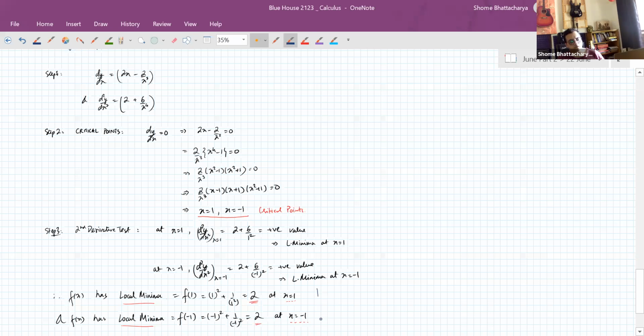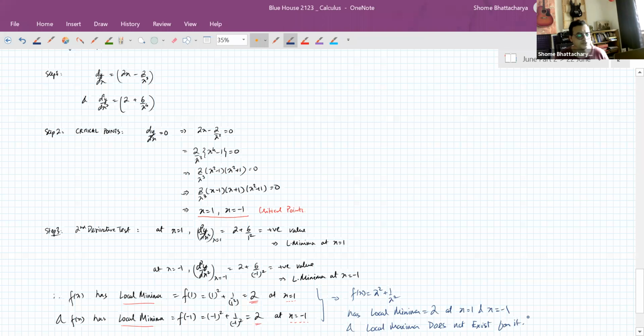So the conclusion here is that the function x square plus 1 by x square has local minima equal to 2 at x equal to 1 and x equal to minus 1. And local maxima does not exist for it. The graph of the function should be such that it does not have any peak point. It has two dip points, but no peak point.